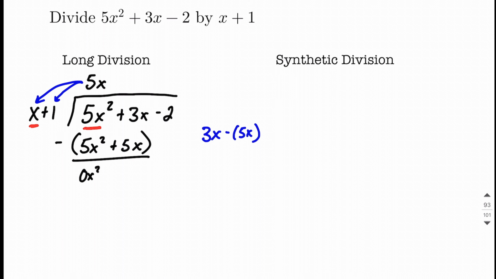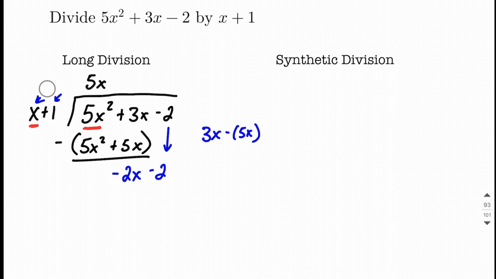All right, so remember that negative gets distributed basically. So we have 3x minus 5x makes negative 2x, goes down here. I'm going to go ahead and get rid of our 0x squareds because we don't really need that. I'll bring down this next term, minus 2, and we'll start our process again.